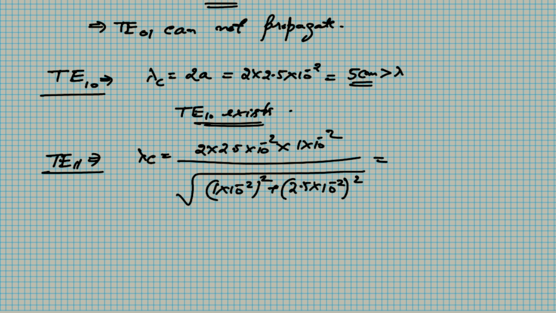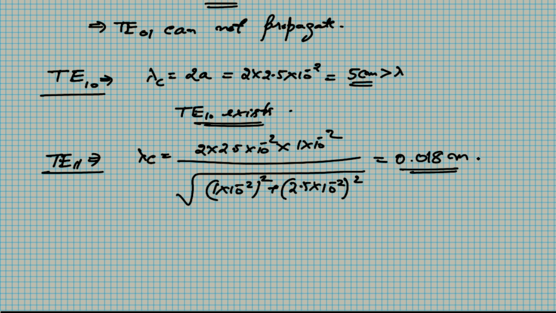Okay. So this lambda c is equal to 0.018, is it? 0.018 meters. Now I can say that, I think this is lesser, right? This is lesser than the, oh, okay, so lesser than the lambda. Mistake, so this is lambda. So that means TE11 doesn't exist. Correct. Okay.